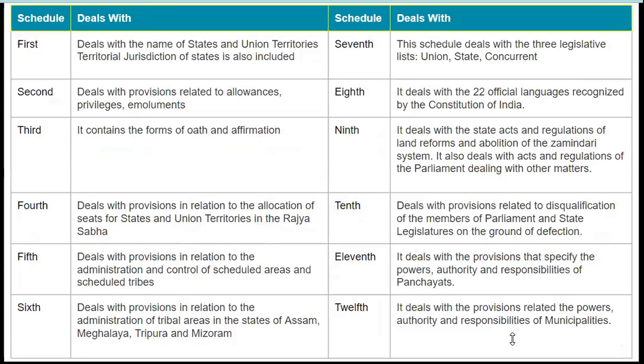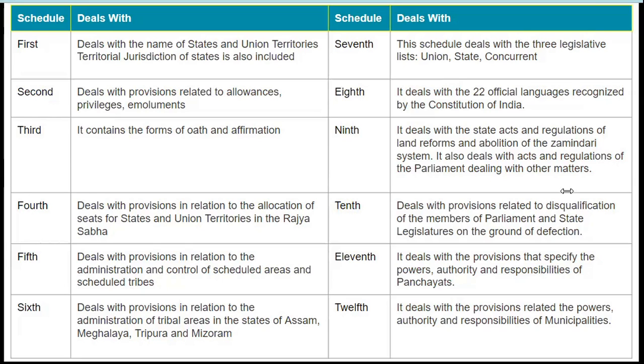So then let us talk about schedule, right? So you have 12 schedules in Indian Constitution. So let me take you through one by one. First schedule deals with the name of states and union territories, also territorial jurisdiction of states included in this first schedule.